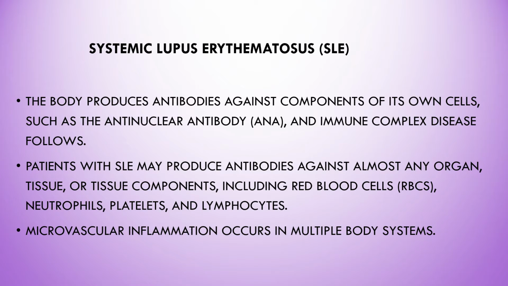Lupus: the body produces antibodies against components of its own cells, such as antinuclear antibodies. So their ANA will be high. They will have antibodies against almost any organ or tissue component, including the red blood cells, neutrophils, platelets, and lymphocytes. They will have microvascular inflammation, and it can occur in multiple body systems.